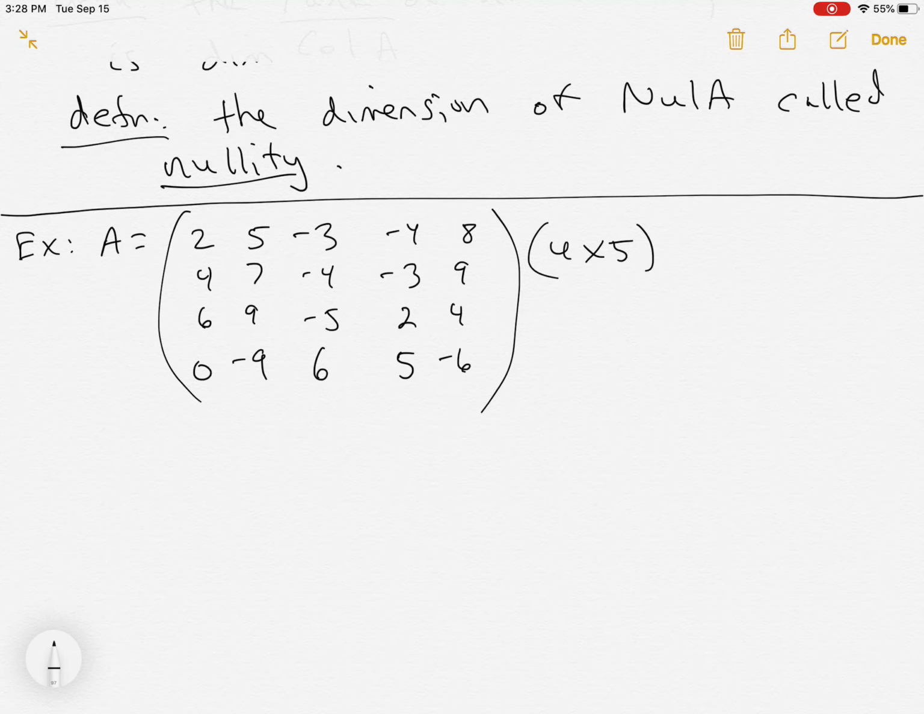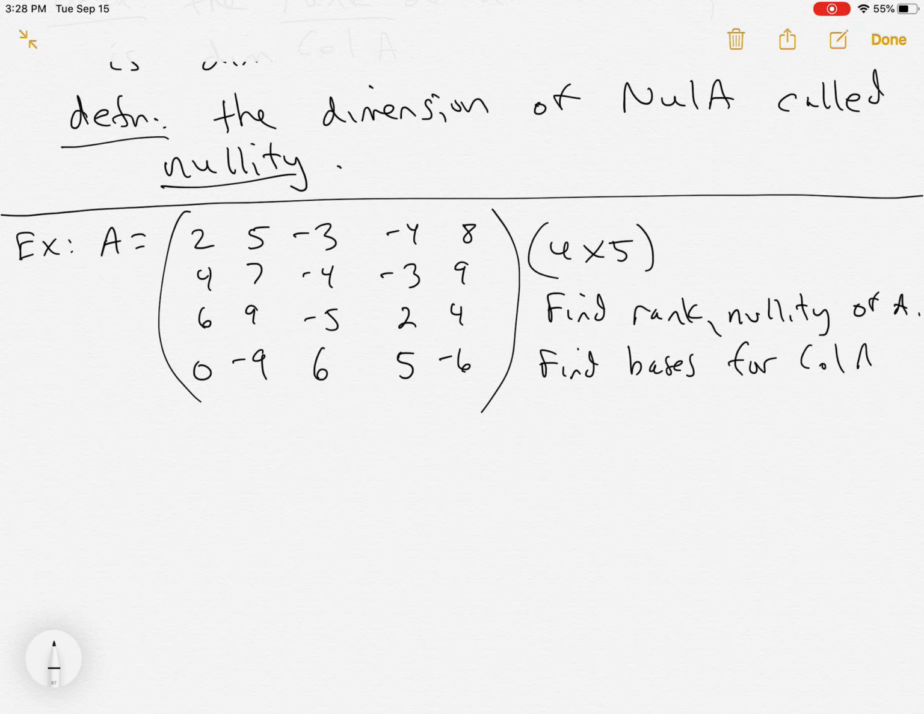Okay, we're going to find 4 things here. We're going to find the rank and nullity of A, and we're going to find bases for the column space of A and the null space of A. So all this is really linked, so it makes sense that we put them together here.